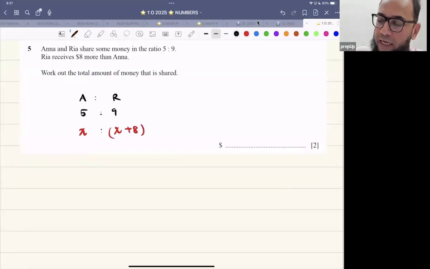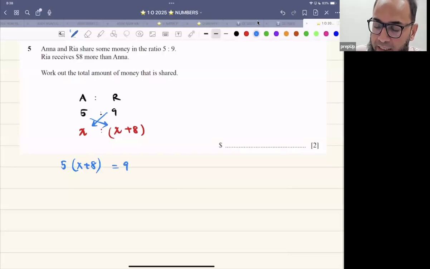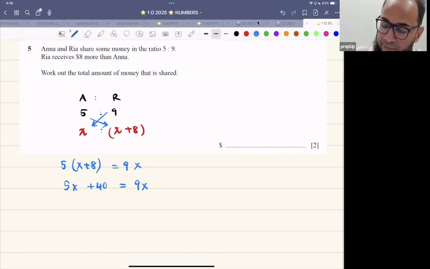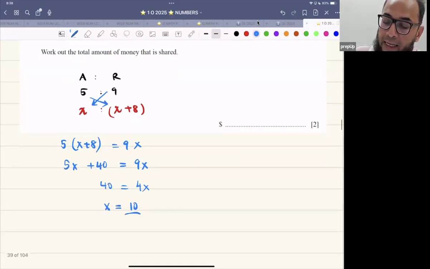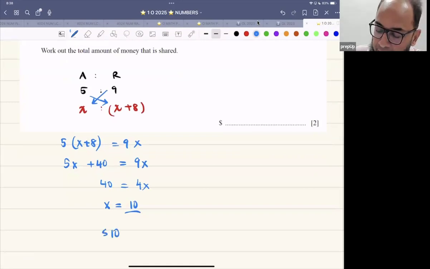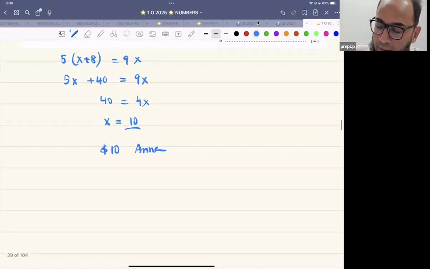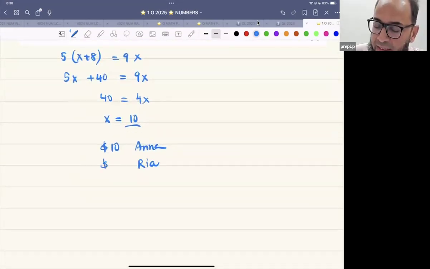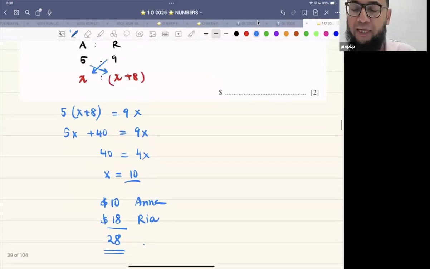So over here, I'll cross multiply like this. 5 into X plus 8 is 9 into X. 5X plus 40 is 9X. And 9 minus 5 is 4X is 40. Therefore, X is 10. This is received by Anna. And what's the name of the other girl? Ria. Ria receives 18, 8 more. Therefore, the total is 28. That is the working that I've done.